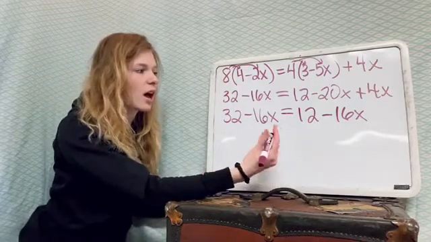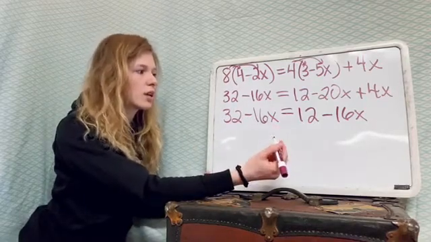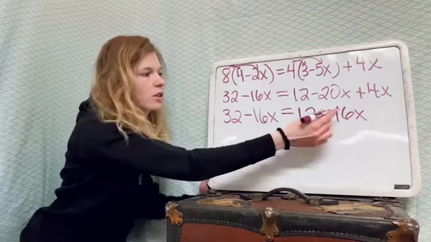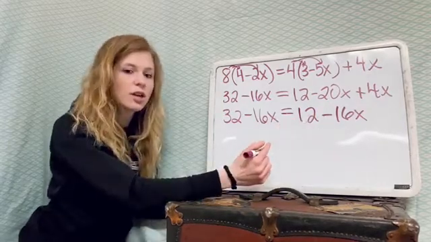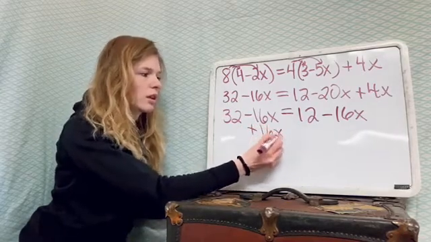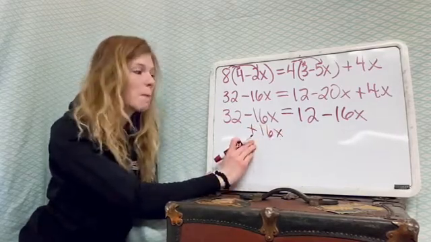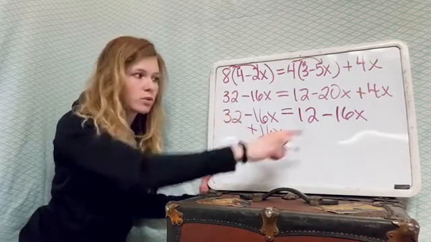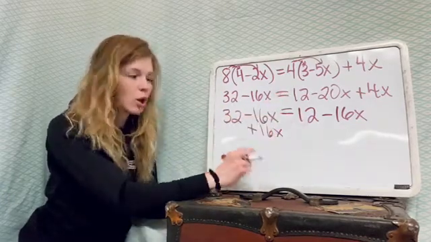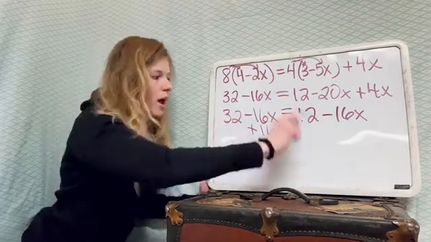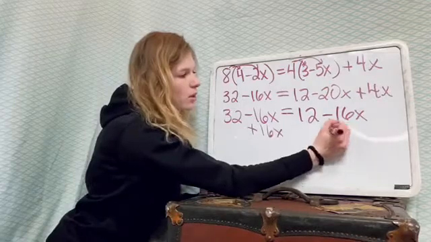So the next thing that I want to do is bring the 16x over to the other side and combine it with the other 16x. So I'm going to say plus 16x. I'm adding 16x because I was subtracting. If you want to move something to the other side of the equation, you move it with the opposite operation. So I'm going to add 16x to the other side.